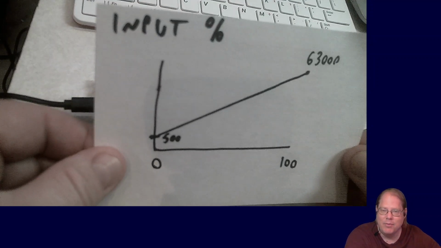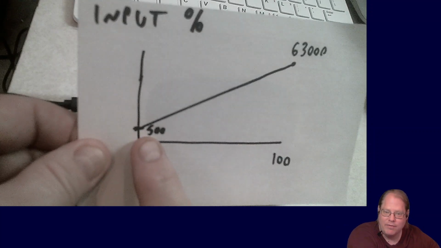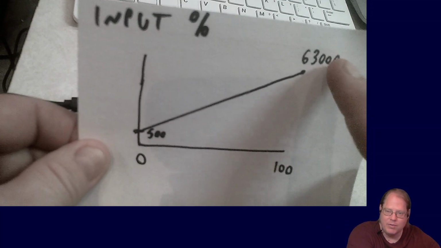So I'm taking my input from my potentiometer, and when I'm at 0%, I'm reading 500. When I'm at 100%, I'm reading 63,000.